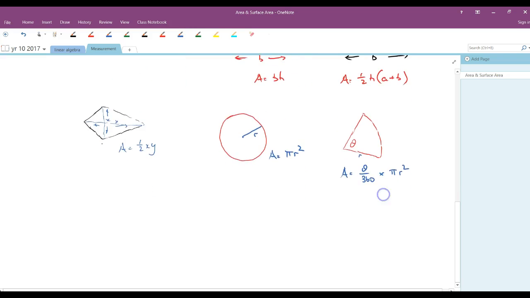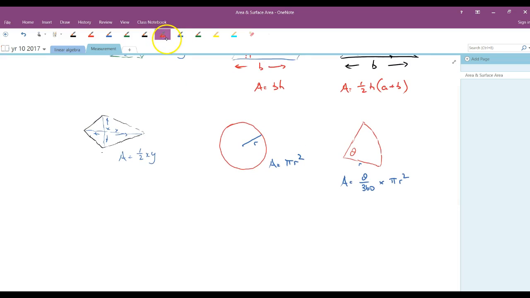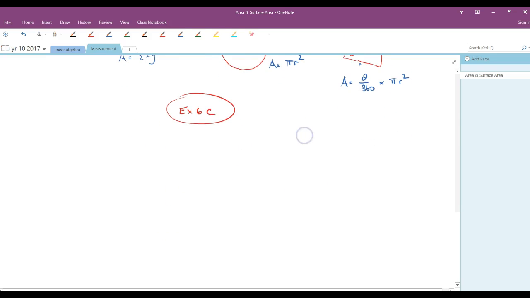Now that's going to lead you into exercise 6c, which is some work on just the area of two-dimensional shapes. Now, if we go to prisms and cylinders, we're going to look at the surface area of prisms and cylinders.